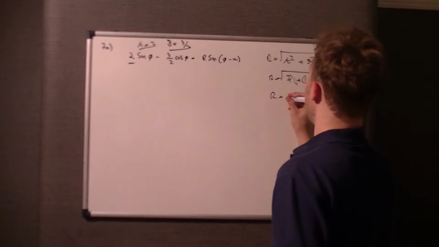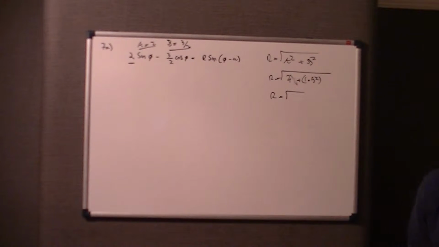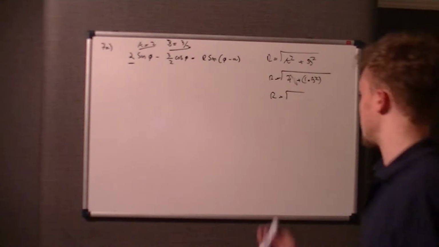So therefore R is equal to the square root. You can just sub that in your calculator. Weirdly enough, I don't know off the top of my head. Do apologise, you probably know it before I do, to be honest. Root 73 over 2.